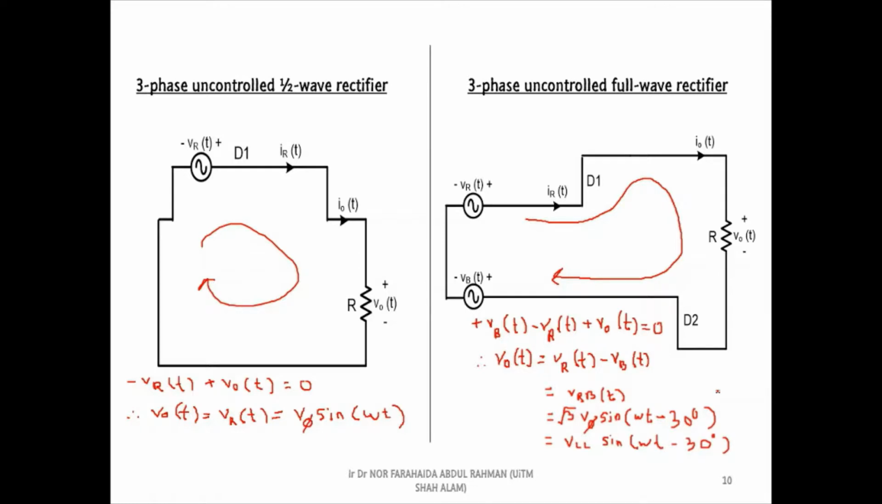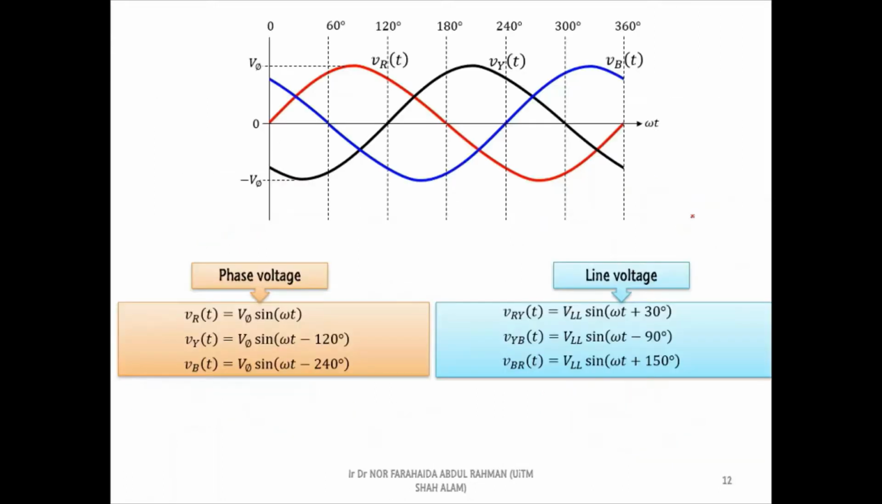Based on the output voltage equations, we can see the output voltage of the half-wave rectifier is equal to VR, which is a phase voltage. Meanwhile, for the full-wave rectifier, the output voltage is equal to VRB, which is a line voltage. Therefore, we need to sketch the three-phase line voltage waveforms before we can sketch other voltage or current waveforms of the full-wave rectifier.